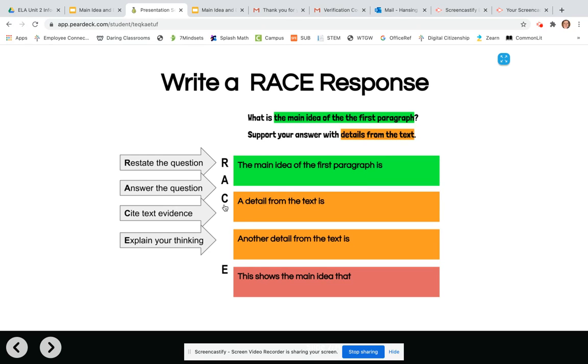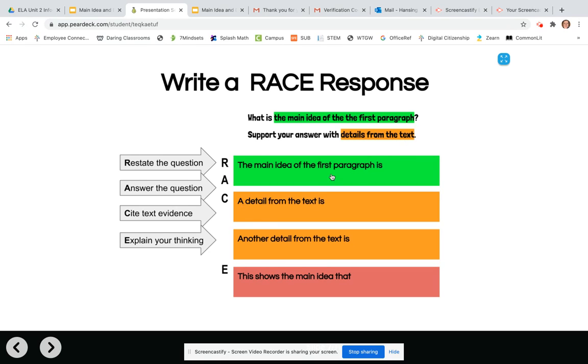The C stands for cite text evidence. In this case, the letter C is a soft C, and it says cite text evidence. When we cite text evidence, it means that we're writing down the details right from the text. So when you're asked to support your answer with details from the text, you'll be able to use all of those details that you've underlined and put them right into your RACE response.